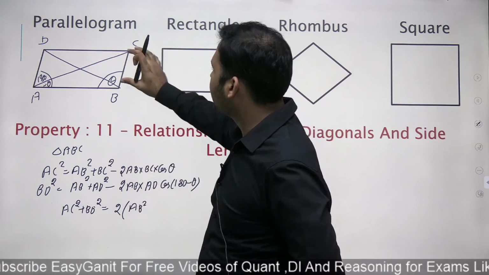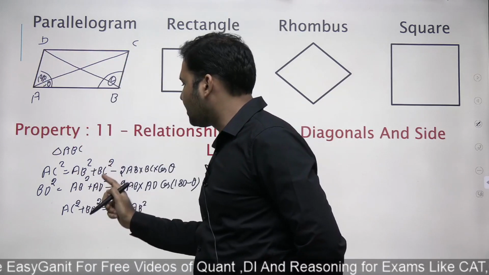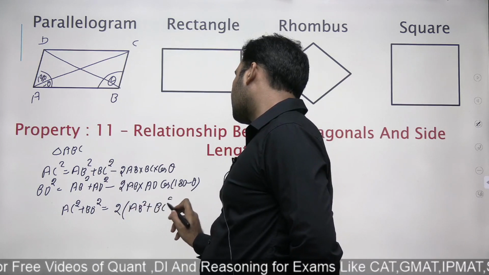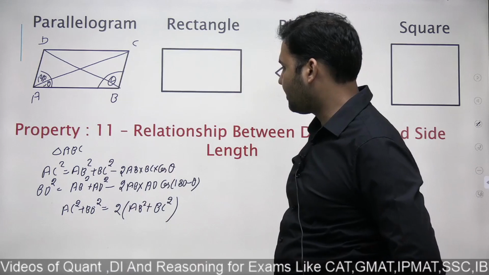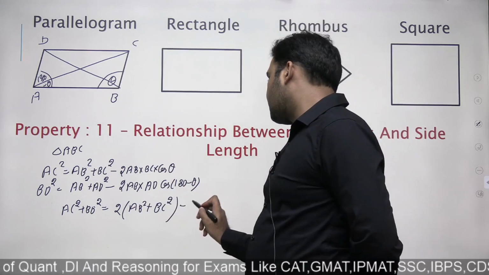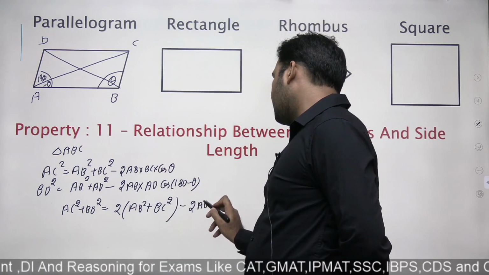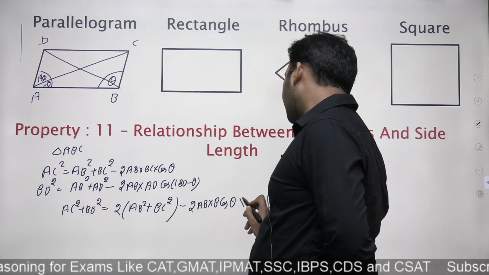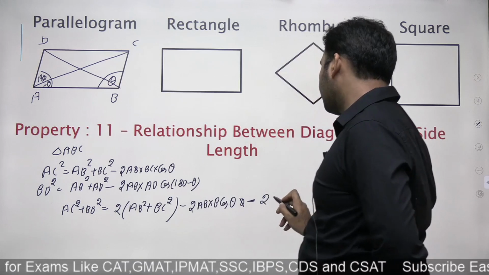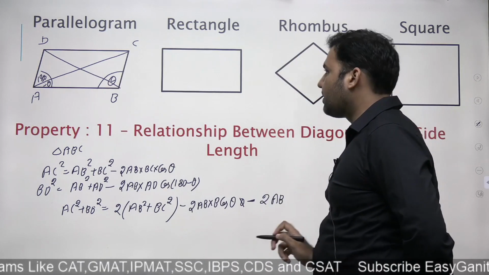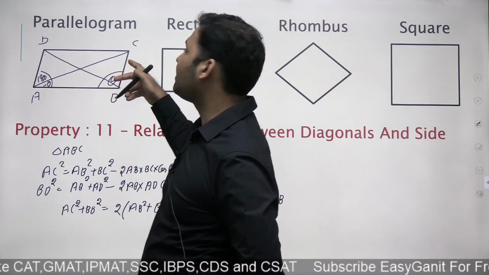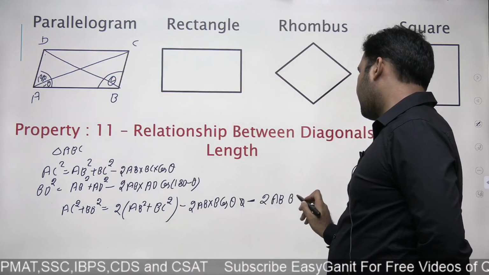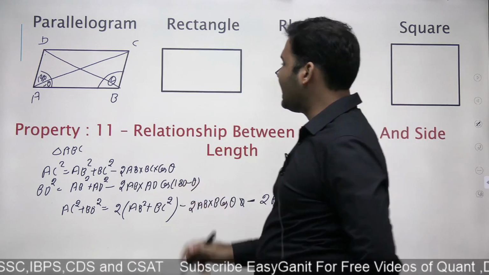And we know that the length of BC is the same as the length of AD, so BC square plus AD square can also be written as 2 times BC square, 2 can be taken common. And this is what you are left with now: minus 2 AB into BC cos theta, minus 2 times AB multiplied by AD. Now AD length is the same as BC, opposite sides are parallel and equal. AB multiplied by BC into cos 180 minus theta.